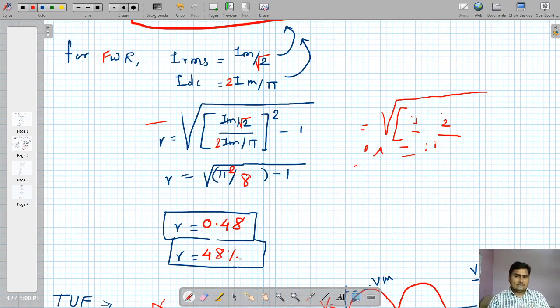Now in the next lecture we will start with the transformer utilization factor. So in this lecture we have seen almost 7 parameters. Yes, it's 7. Now 7 parameters we are done with. The remaining parameters we will continue in the next lecture.